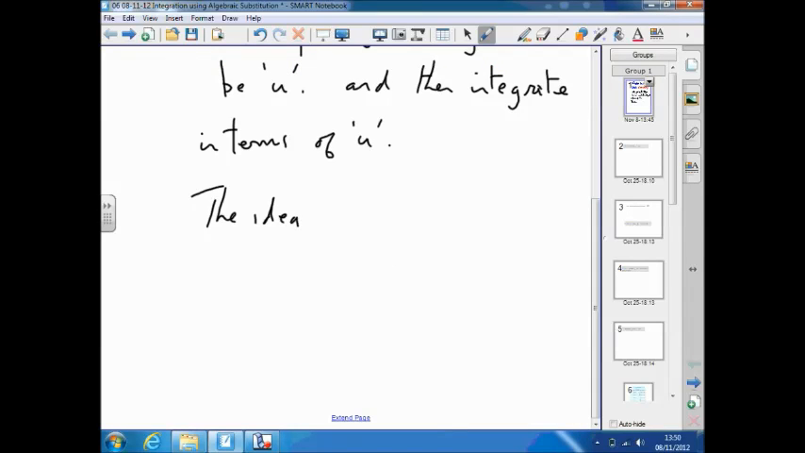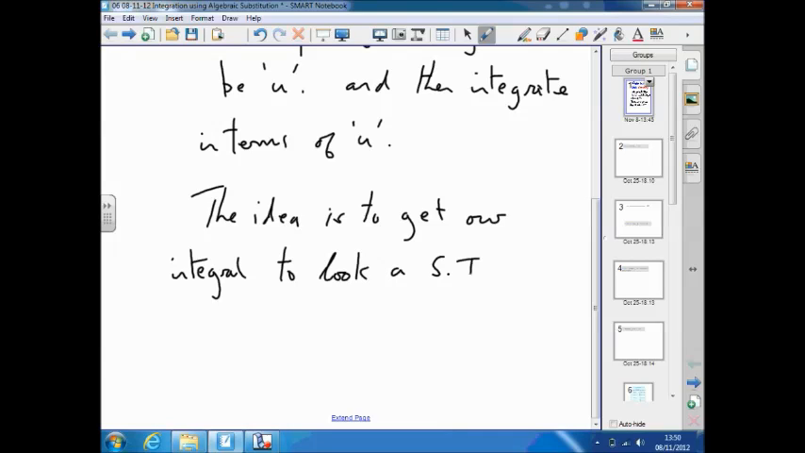The idea is to get our integral to look like a standard integral. As with all these methods, SI for standard integral. So what we're doing with partial fractions and polynomial division, which for the last few weeks was all to play around with it algebraically to get it to look like a standard integral, which is generally the 1 over u integral, which gives us a log.